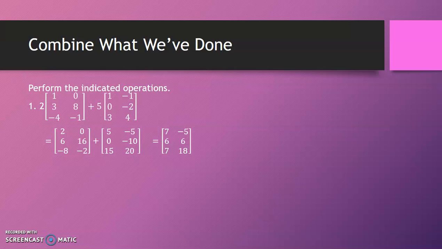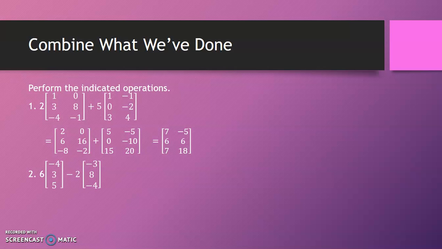So you can see how I first took 2 times all the elements of the first matrix to get the new one. And then I also did 5 times the second matrix. After that, then you add them. So you do the same math that we were just doing a couple slides ago, where you add those corresponding elements. And so I get 7, -5, 6, 6, 7, and 18 for my answer.